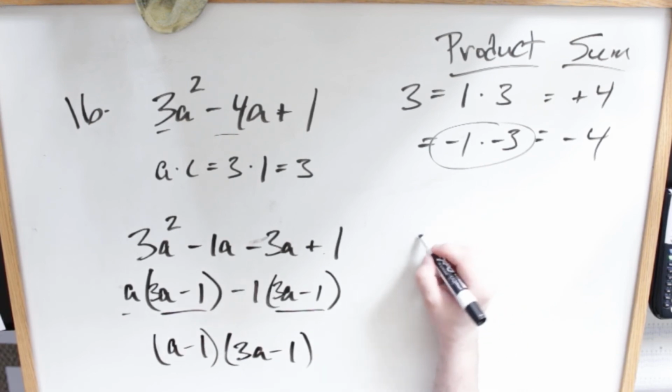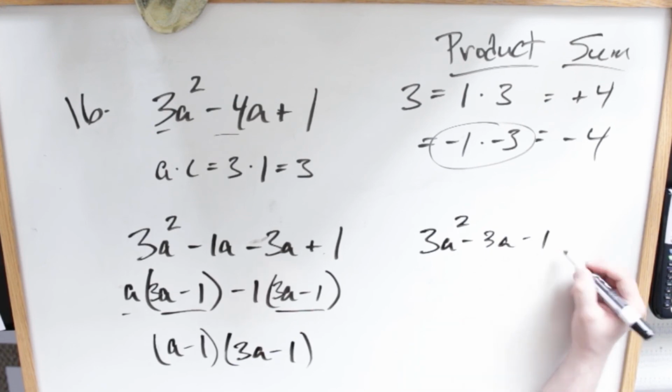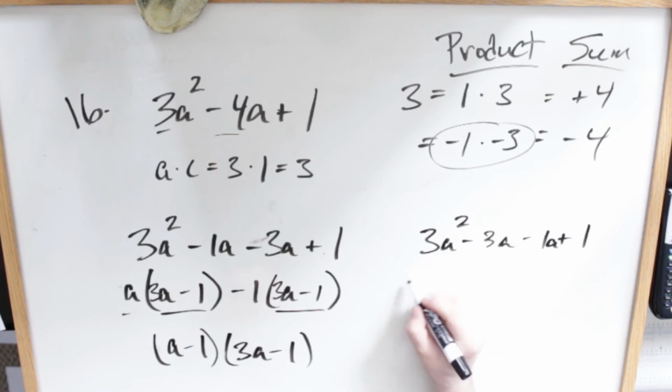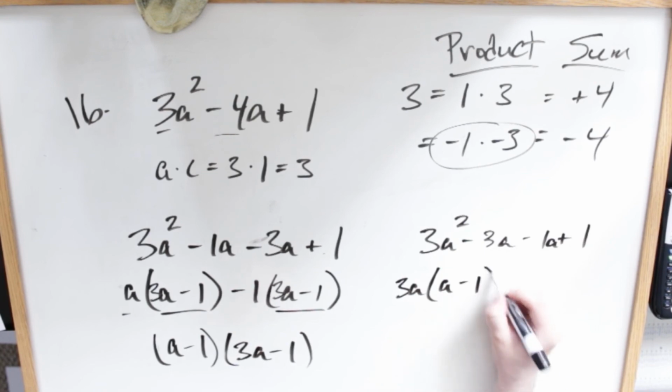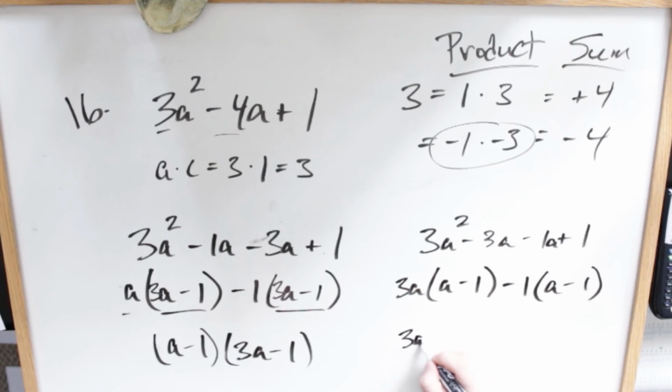Now, if I did it the other way, this is going to be actually pretty cool. Minus 3a minus 1, 1a plus 1. So I'll factor a 3a out in front. A minus 1 is going to be left. Minus 1 times a minus 1. So I get 3a minus 1, a minus 1. Check that out. These are exactly the same. That's awesome. Well, cool. There you go. So forget what I said about the order mattering.